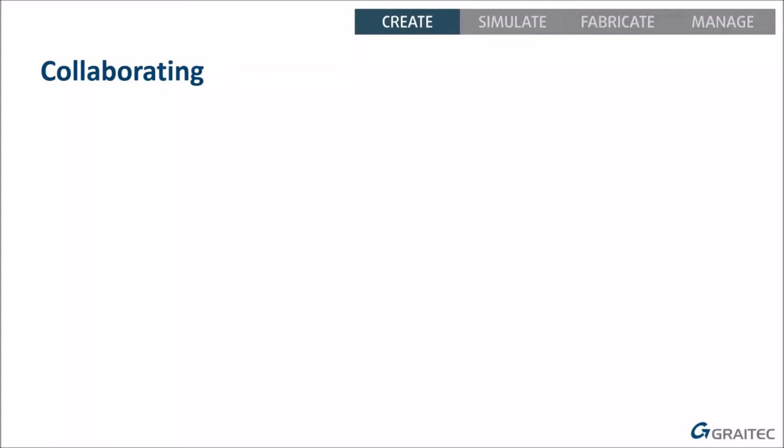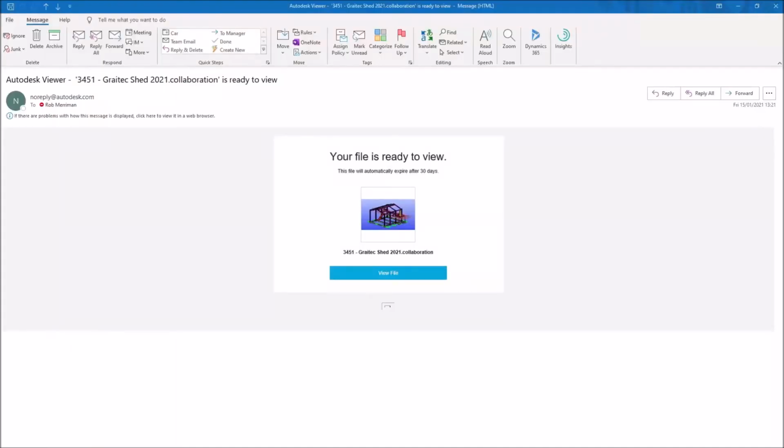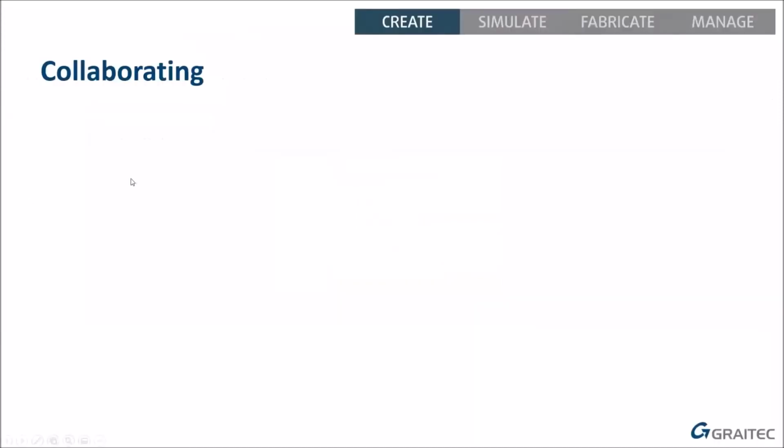The files are automatically there for 30 days. You can extend it if you need to. Oh, you can't see my screen. There we go, that's better. So you get your email here that the model you've uploaded is ready to view. It tells you that it will expire automatically after 30 days. We can extend that. So if you need it there for longer, you can have it there for longer.